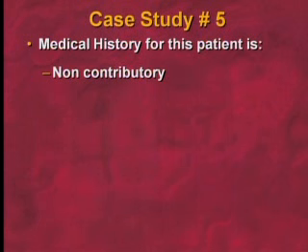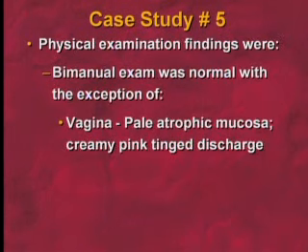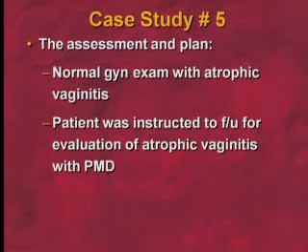The medical history for this 59-year-old at that time was non-contributory, but we did note that her mother had ovarian cancer in her 70s. Her physical findings on that day were normal, with the exception of some pale atrophic mucosa, and she had some pink-tinged creamy vaginal discharge. The assessment was a normal GYN exam with atrophic vaginitis. The patient was instructed to follow up with her physician for an evaluation of this atrophic vaginitis.